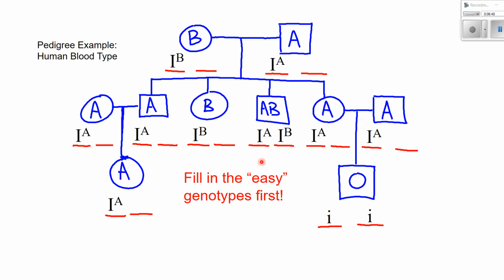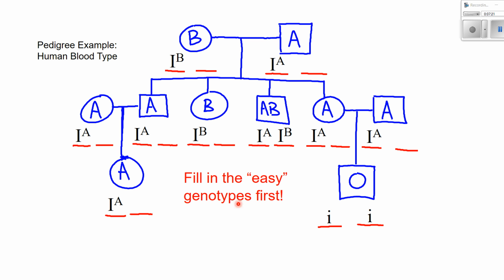And then all the way down at the bottom, this type O male has type O blood, so therefore he has to have 2 copies of little i. So those are the easy ones. And you'll notice without even really having to think, I have filled in probably over half of my blanks. So then what you want to do is go back and try to fill in the rest. Do the easy ones first. Then you go back through and try to figure out the missing blanks.